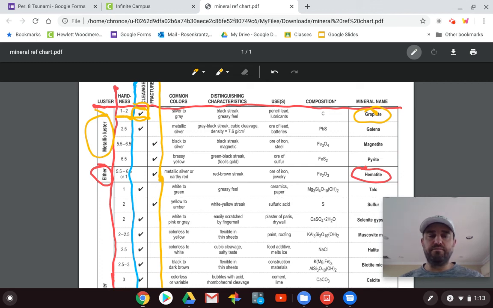Okay? If the check mark is on the right side of this line here, then that means it has fracture. So a mineral like magnetite has a metallic luster. It can scratch glass because you see it's 5.5 to 6.5. But instead of having any cleavage planes, it'll break randomly, and that's what we refer to as fracture. I'm going to clear this a little bit because there's a lot going on.